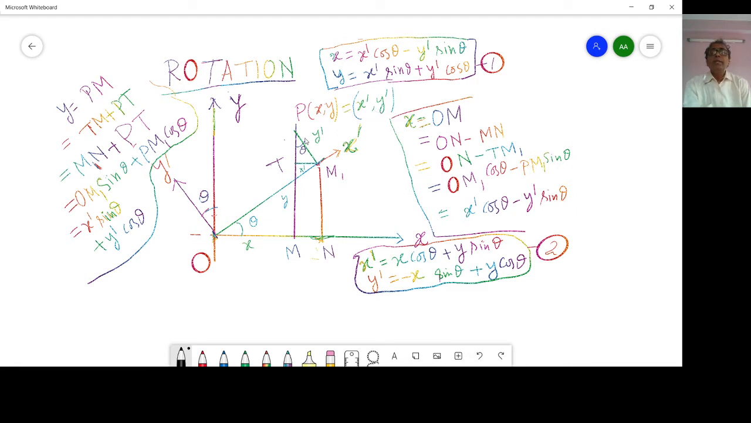Let PM and PM1 be drawn as perpendiculars on the axes OX and OX dash respectively. From M1, let M1N and M1T be drawn as perpendiculars on OX and PM respectively. So from this point P, we draw a perpendicular PM on OX and a perpendicular PM1 on OX dash, and from M1 we draw a perpendicular M1N on OX, and from M1 a perpendicular M1T on the line PM.